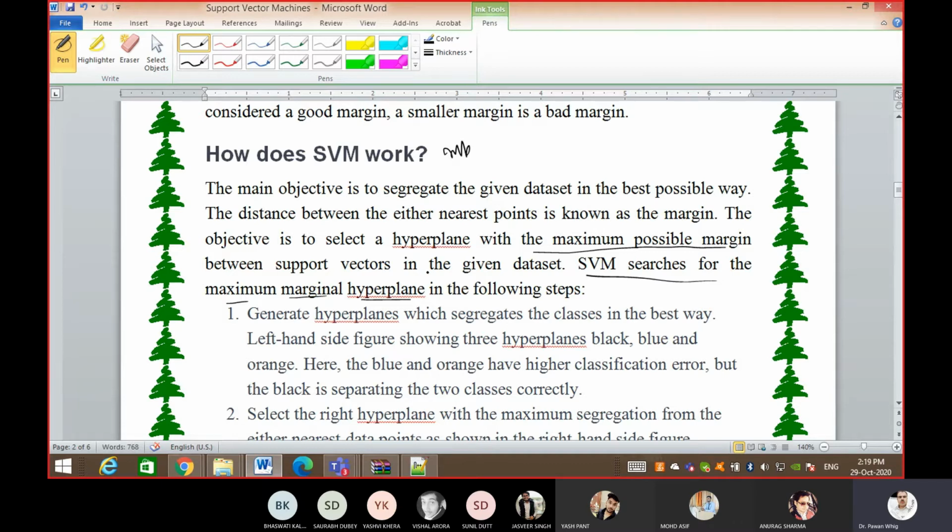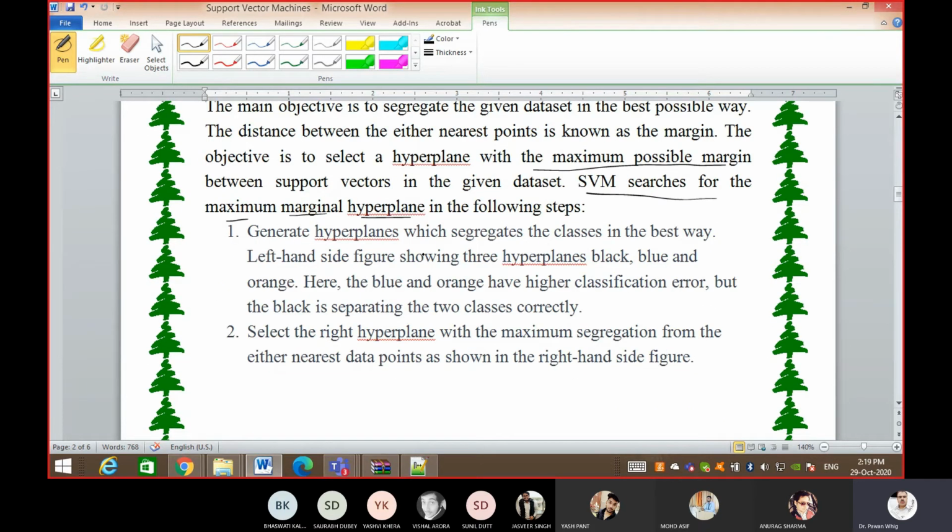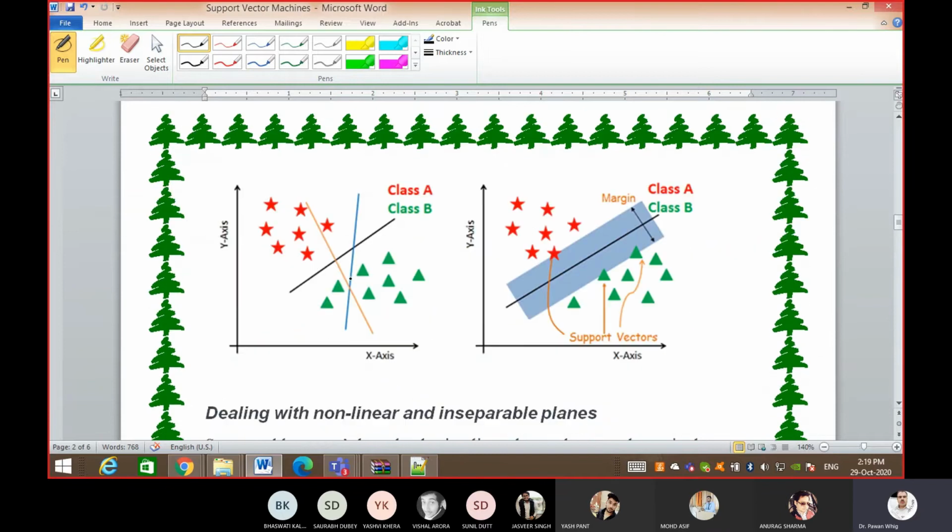So basically we look for the hyperplane which best divides the data set into two groups. Let me understand it with an example. Generate hyperplanes which segregate the classes in the best way. The left hand side figure shows three hyperplanes: black, blue and orange. I will show you an example of this.